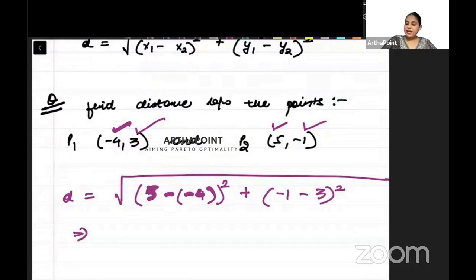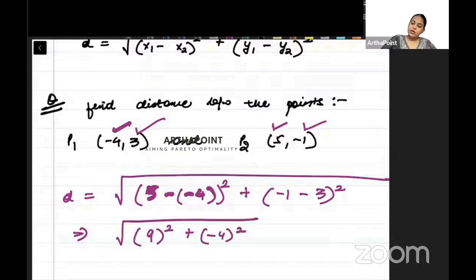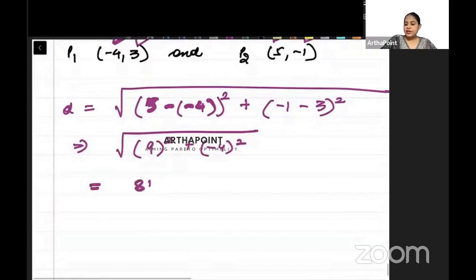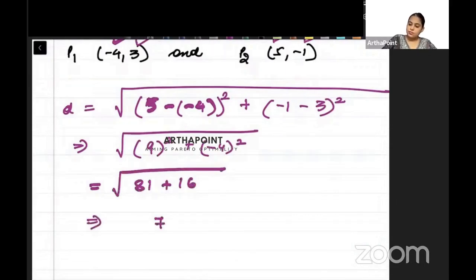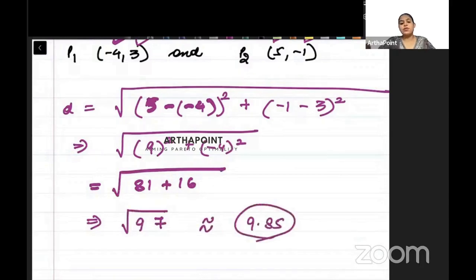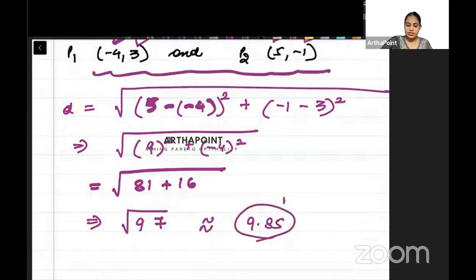So 5 minus (-4), that means 5 plus 4, that means 9, whole square, plus (-4) whole square, under root. That means 81 plus 16 under root, 97 under root. Use a calculator, you'll get the answer as 9.85. So the distance between these 2 points is 9.85 units.